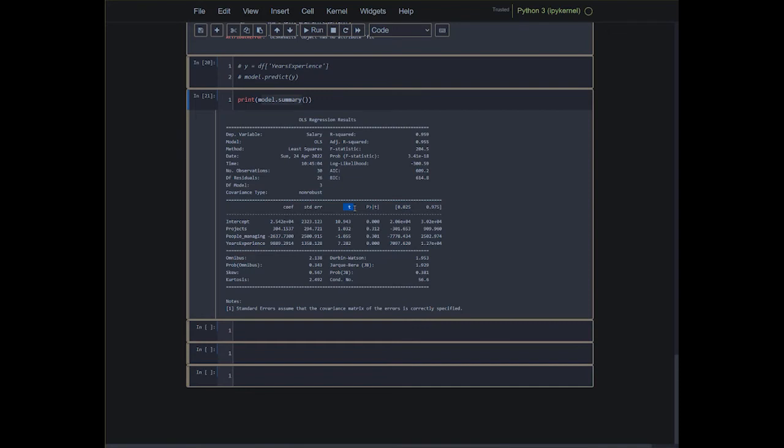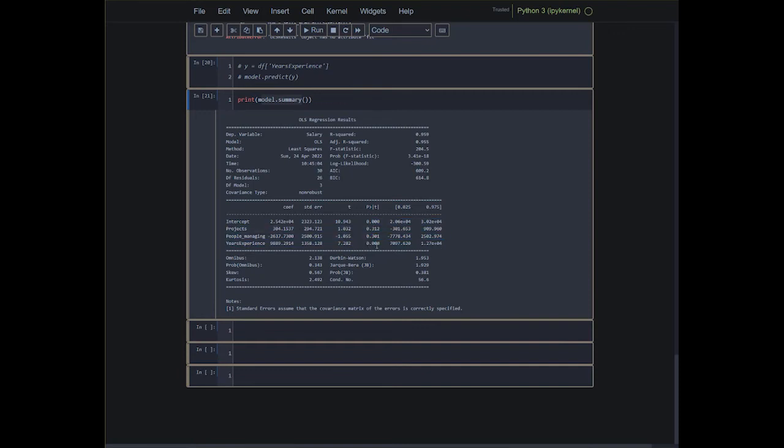The t column provides the t values corresponding to each independent variable. For example, here projects, people managing, and years experience all have different t values as well as different p values. Typically, when the p-value is less than 0.05, it indicates strong evidence against the null hypothesis, which states that the corresponding independent variable has no effect on the dependent variable. T statistics are used to calculate these p-values.